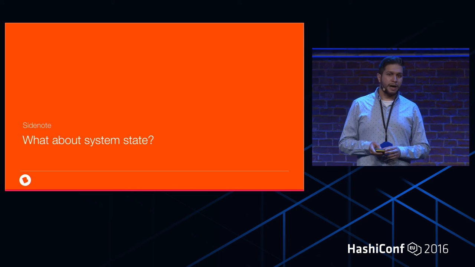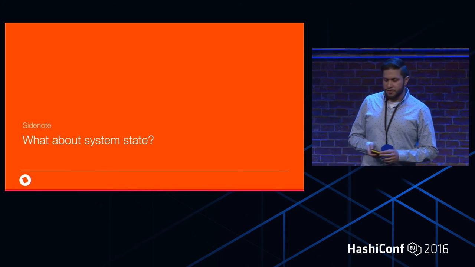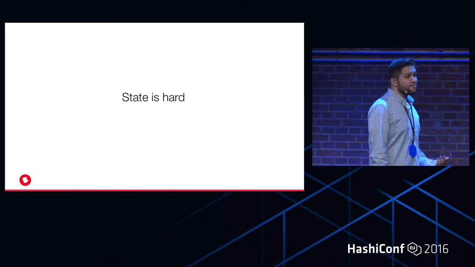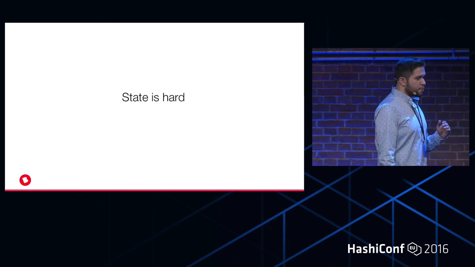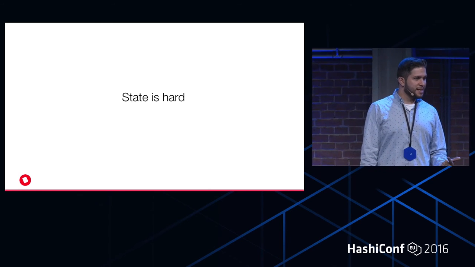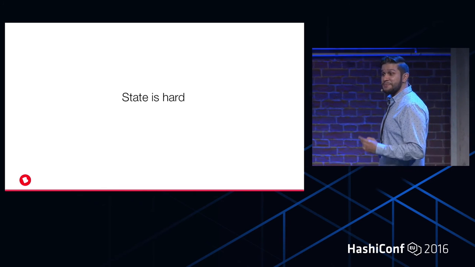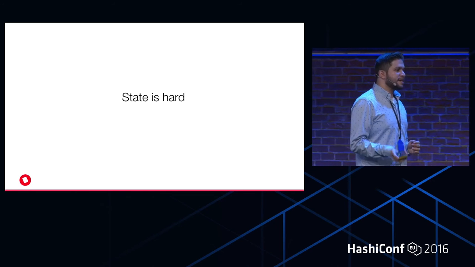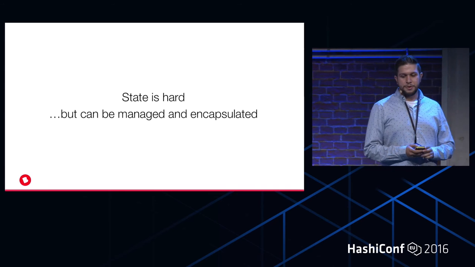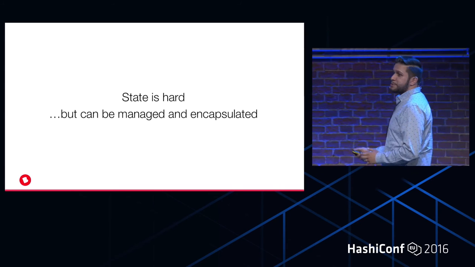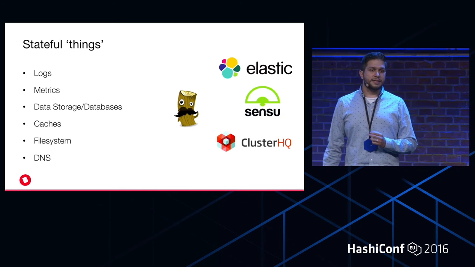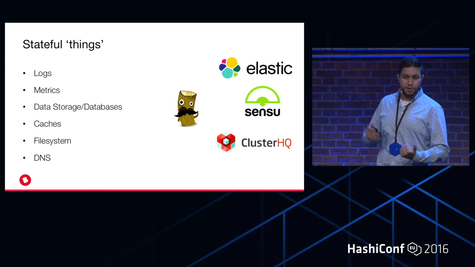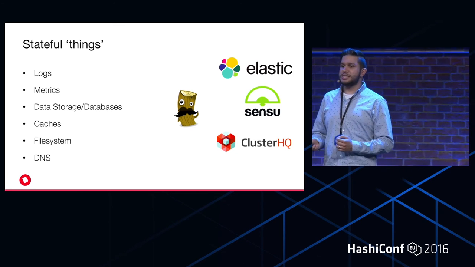Now, I couldn't talk about immutable infrastructure if I didn't talk about state. So let's talk about state. State is hard. State's a really hard problem to solve. And without state and without users, our systems would run first time, every time, with no scalability problems. It would be a perfect world. But of course, that doesn't align with business needs. So state can be managed and encapsulated. So some typical things that encounter state during the runtime of a component are things like logs, metrics, your data storage, databases, even caches and DNS.